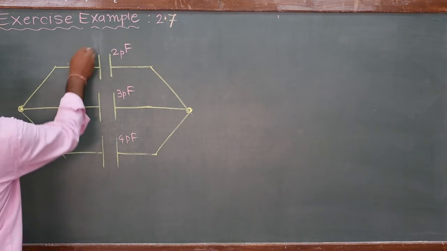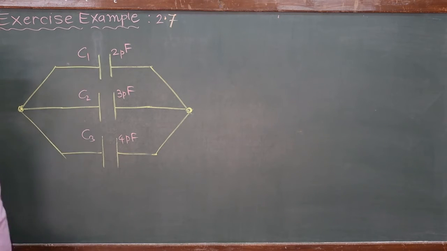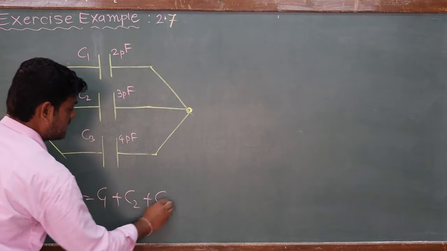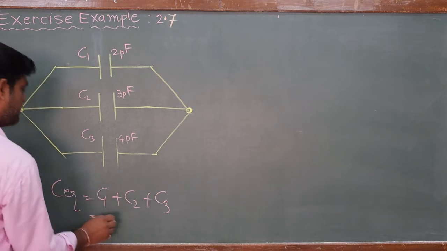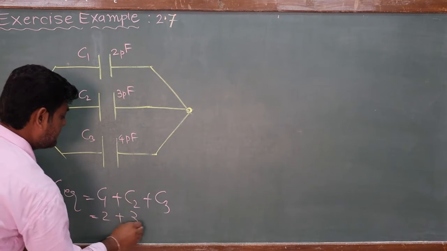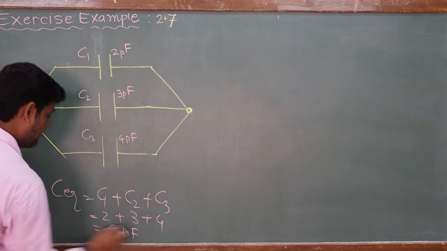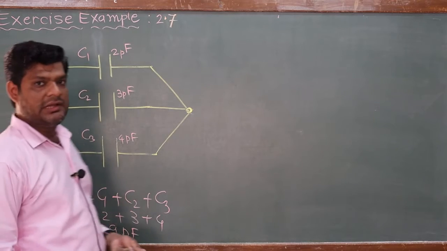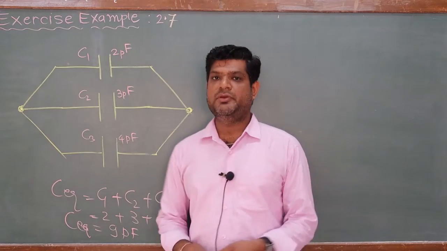It is of 2 picofarad, 3 picofarad, and 4 picofarad. So the capacitances are C1, suppose C2, and C3. So the equivalent capacitance of this parallel combination, C equivalent equal to C1 plus C2 plus C3. This will be the formula for parallel combination. So we know that it is 2, 3, 4. 4 plus 3, 7 plus 2, 9. So 9 picofarad is your answer for the equivalent capacitance of the parallel combination.